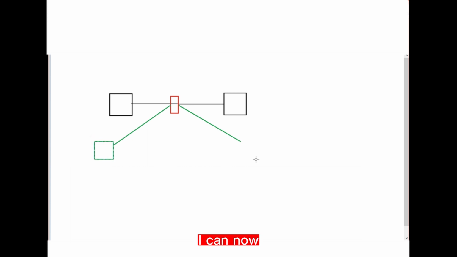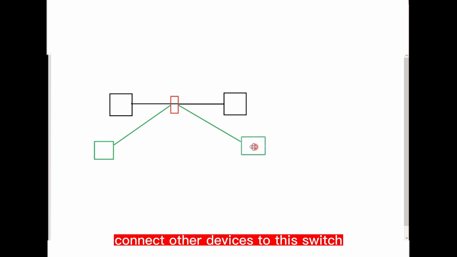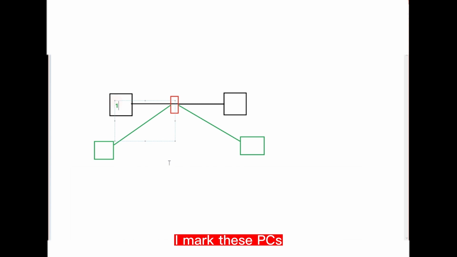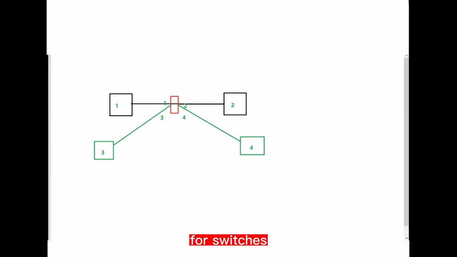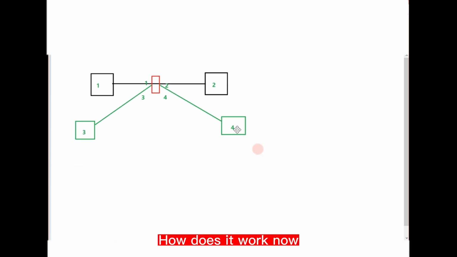I can now connect other devices to this switch. I mark these PCs 1, 2, 3, 4. Four devices. Let's say these are the four interfaces of the switch. How does it work now?